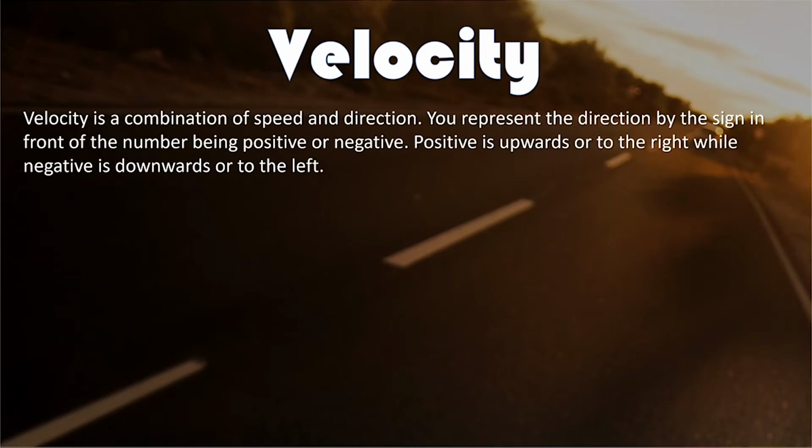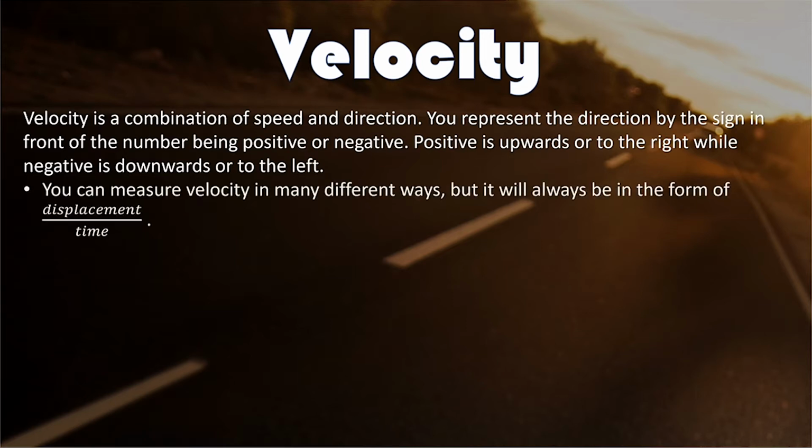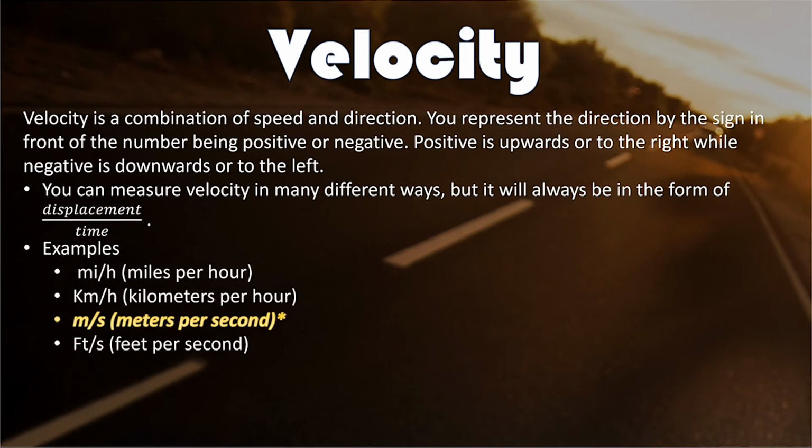Velocity is the combination of speed and direction. And you represent the direction with the sign in front of the number. And like we've already said, positive is upwards or to the right, negative is downwards or to the left. And once again, you can measure velocity in many different ways, but it's always going to be some form of displacement divided by time. And there are multiple examples, but you're going to notice they're all the same. All of the ways that you measure speed and velocity are the same. Miles per hour, kilometers an hour, meters per second, feet per second. Once again, we're going to typically use meters per second to measure velocity.